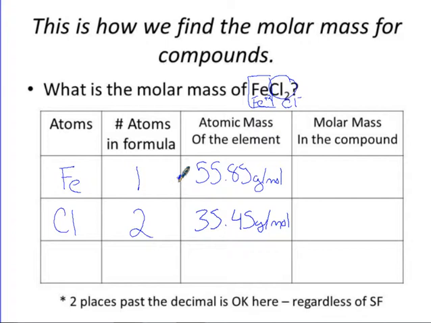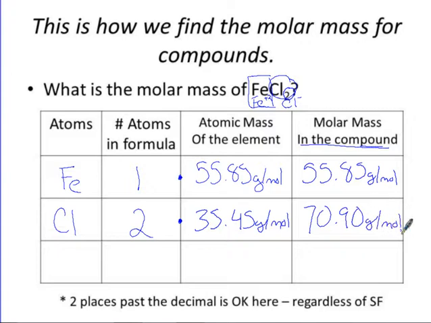Now here what we do is a little multiplication. So for the 1 atom of iron, we keep ourselves 1 times 55.85 gives us again 55.85 grams per mole. But then we have 2 chloride ions, so we multiply the 35.45 by 2, and that's the molar mass in the compound. If you see in the compound, there's that 2 here. So 2 times that gives you 70.90 grams per mole.